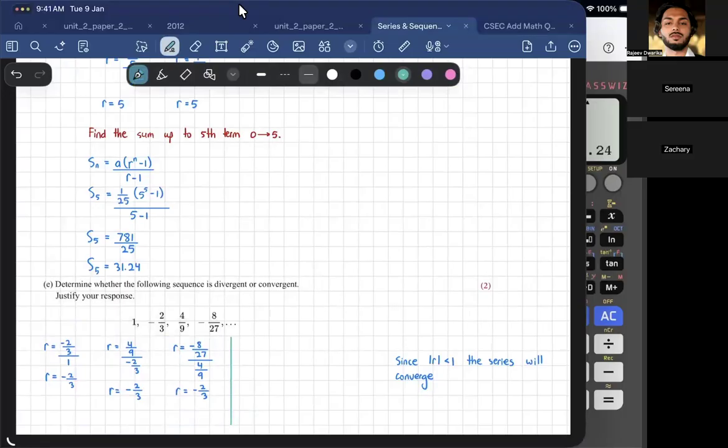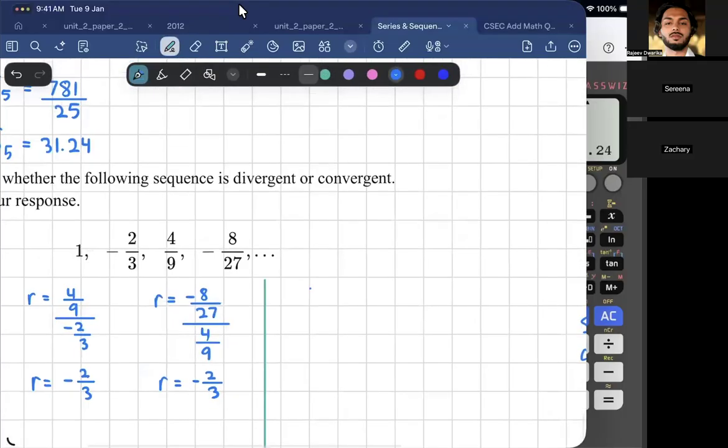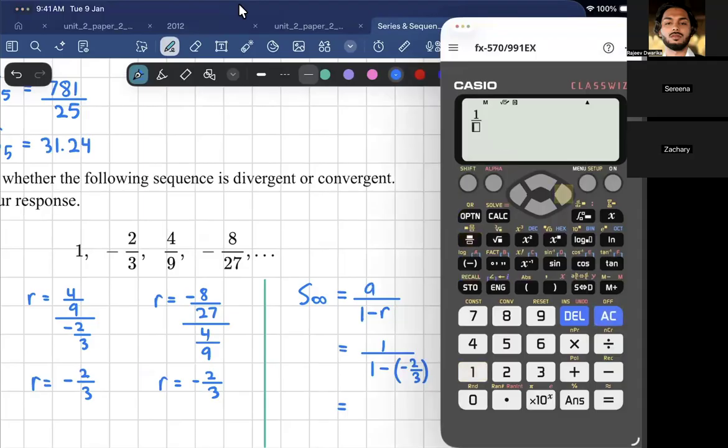Right, so Zachary, do you remember the sum to infinity formula? That is A over 1 minus R. Right, A all over 1 minus R. What is my first term? 1. And R is minus 2 over 3. When you plug that into your calculator, what do you get? So again, 3 over 5. Yeah, 3 over 5, that's correct.